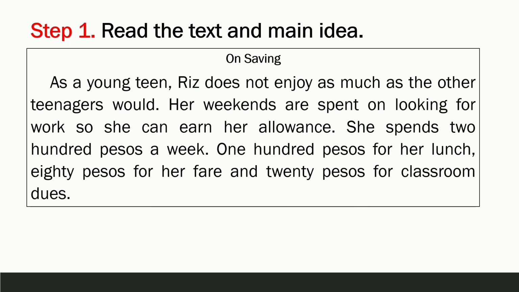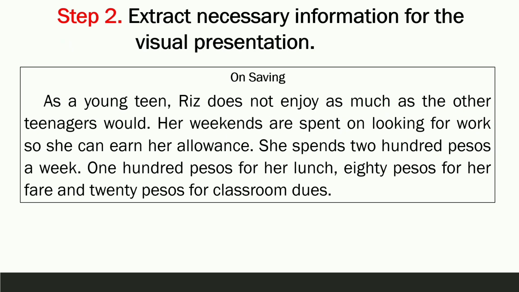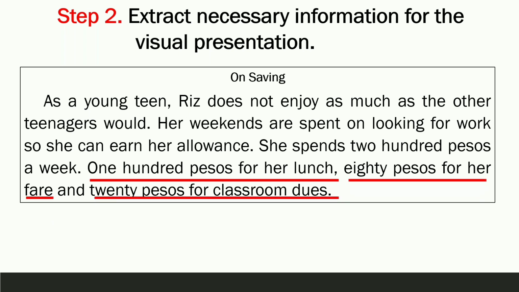The text is about? Correct. Riz spends 200 pesos a week. Step 2. Extract necessary information for the visual presentation. Where does Riz spend her 200 pesos per week? The necessary information are 100 pesos for her lunch, 80 pesos for her fare, and 20 pesos for classroom dues.